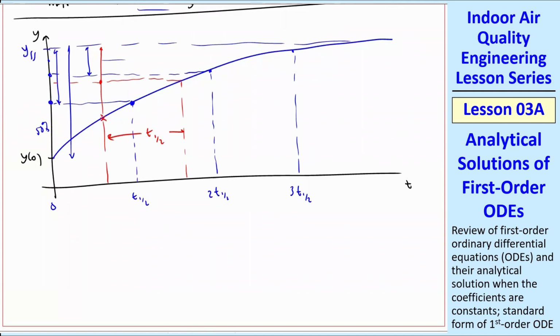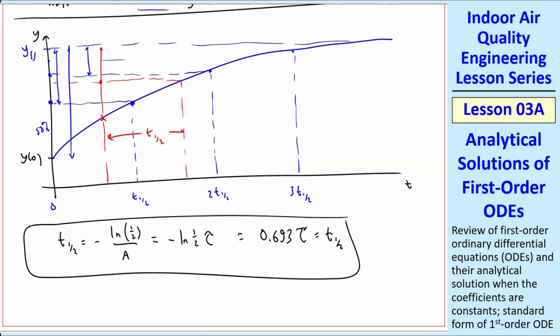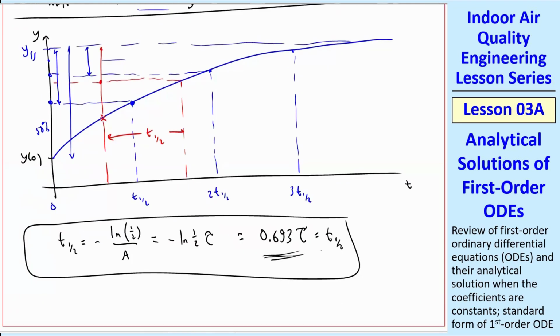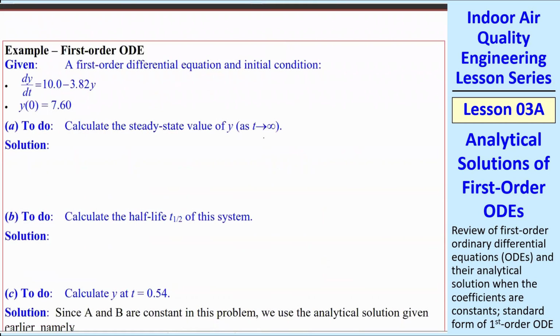Mathematically, it turns out that t1/2 is equal to minus log of 1/2 over that coefficient a, which was 1 over tau. So this is equal to minus log of 1/2 times tau, or approximately 0.693 times tau is the half-life. They're both times, and they're related. So t1/2 is a little bit smaller than tau, because it takes longer to get to 63.2% than it takes to get to 50%. So that makes sense. If you compare these two plots, you can see that tau is greater than t1/2, although I didn't draw these perfectly to scale.